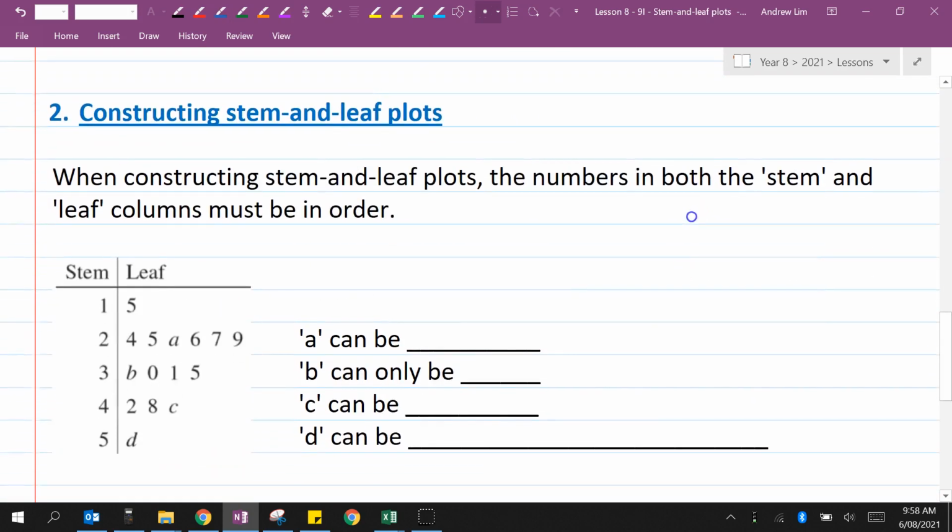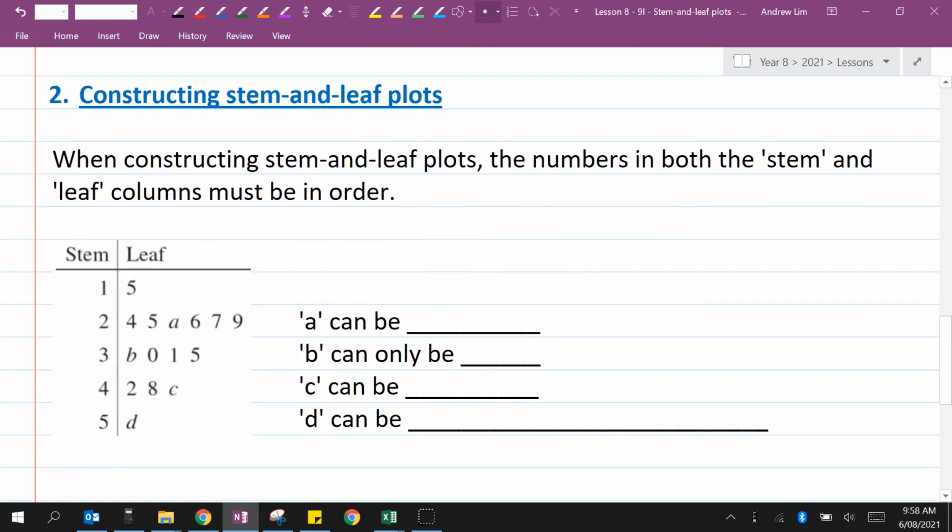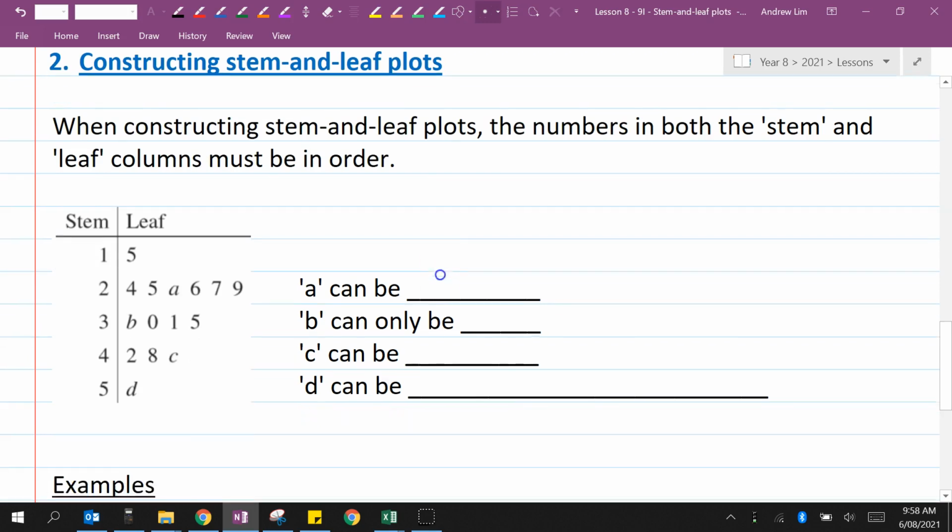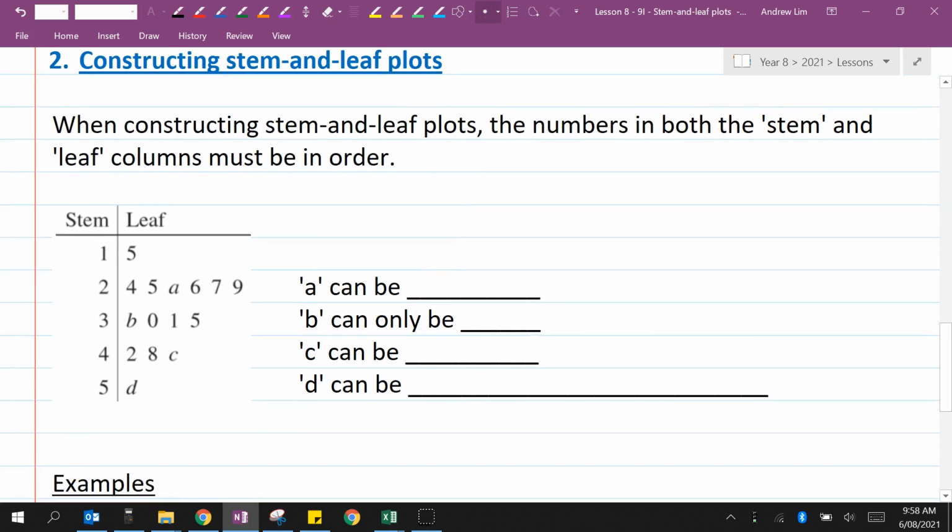Okay, let's move on to the second part of this lesson, which is constructing stem and leaf plots. Now, when constructing stem and leaf plots, the numbers in both the stem and the leaf columns must be in order. I've already mentioned this. So maybe I'll get you to pause the video and see if you can answer these questions. What can A, B, C, and D be according to this stem and leaf plot on the left?